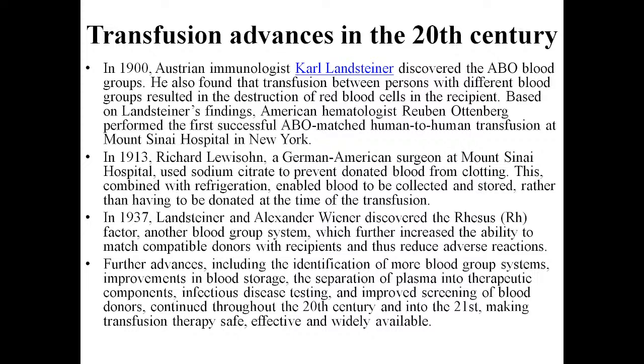In 1913, Richard Lewisohn, a German-American surgeon at Mount Sinai Hospital, used sodium citrate to prevent donated blood from clotting. It was a very important discovery. This, with refrigeration, enabled blood to be collected and stored rather than having to be donated at the time of the transfusion.